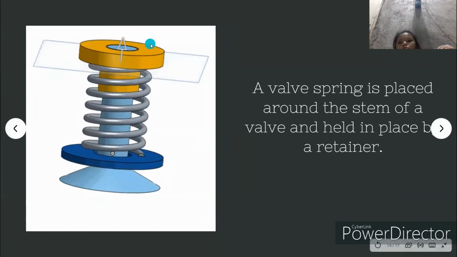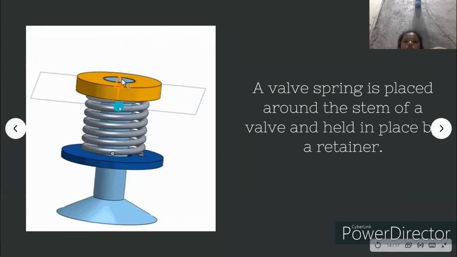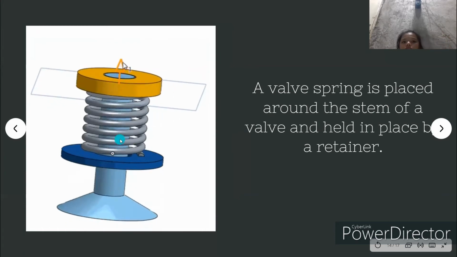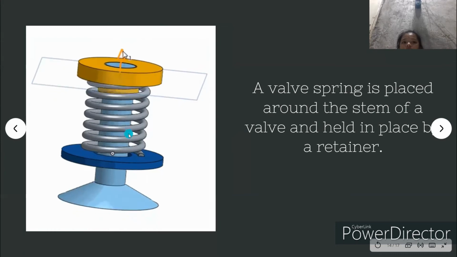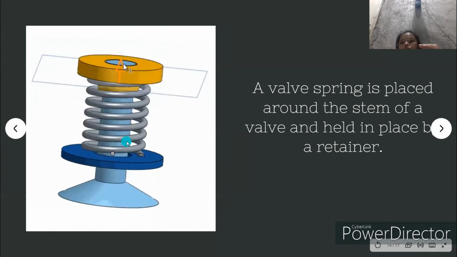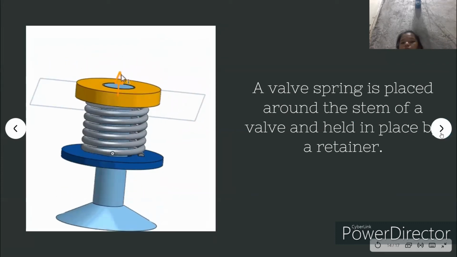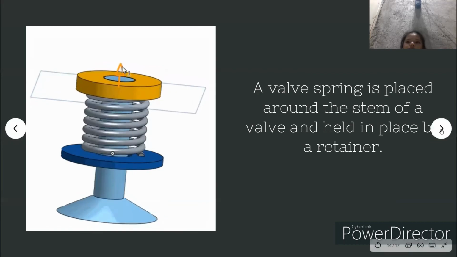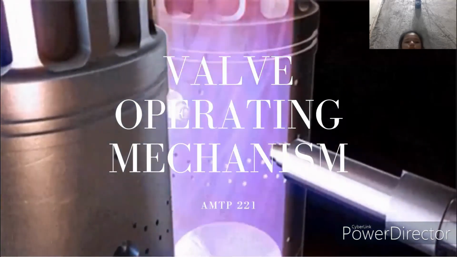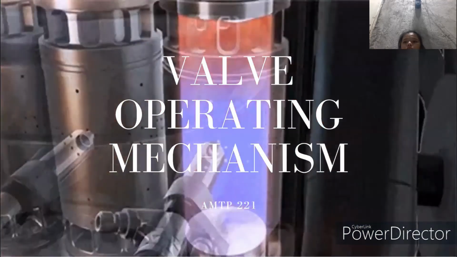So, once our valve opens, our spring will compress, and what our spring will do, once the valve has opened, is close our valve. So that is the working principle of our valve. The next one: we are done explaining the basic components of our valve.